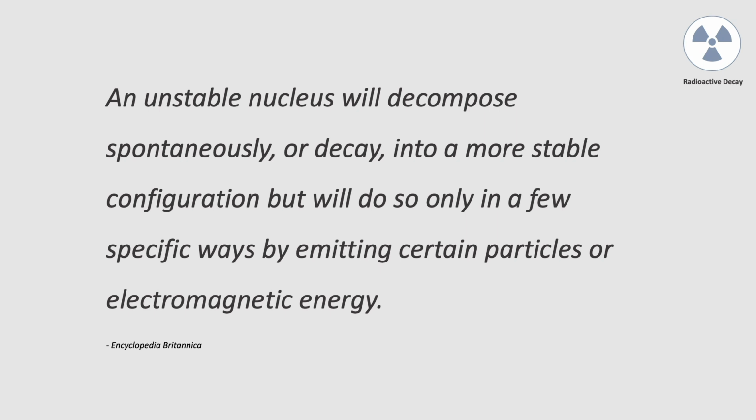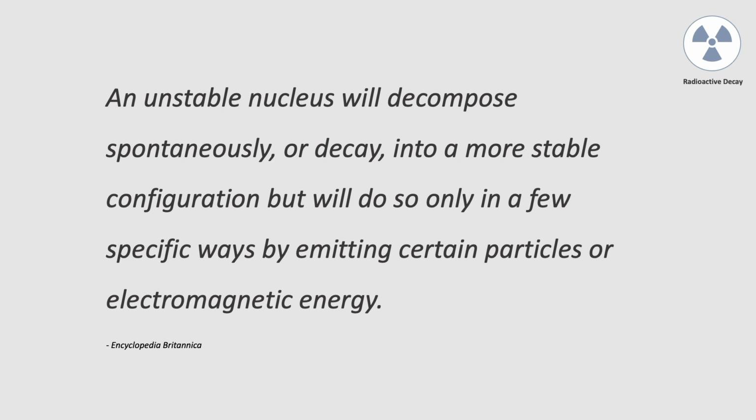Here is a definition from the Encyclopedia Britannica. An unstable nucleus will decompose spontaneously or decay into a more stable configuration, but will do so only in a few specific ways, by emitting certain particles or electromagnetic energy. So, an unstable nucleus becomes stable by emitting certain particles or electromagnetic energy. Let's take a closer look at that.